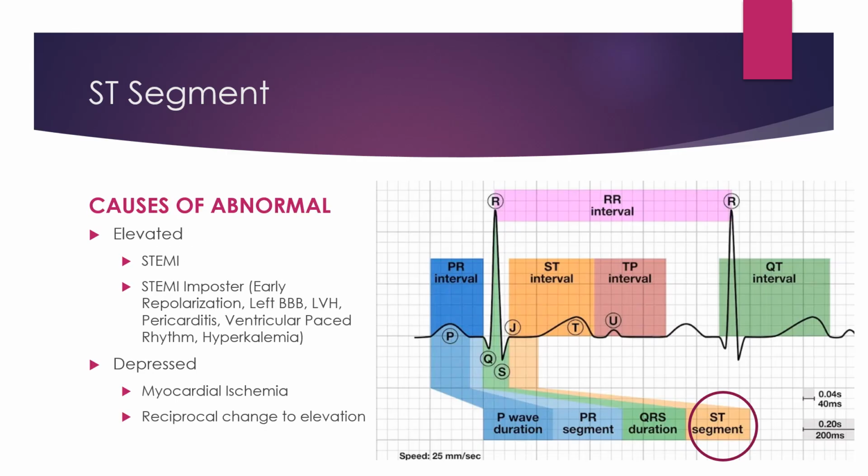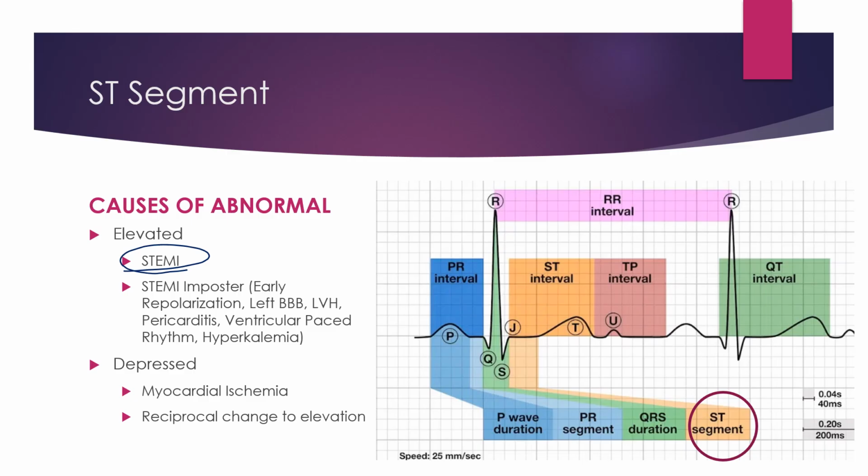Causes of abnormal ST segments. This is going to be important because everybody, when they're new, goes, oh, there's ST segment elevation, they must be having a heart attack, right? So they're having a STEMI, an ST elevated MI. Recognize that that is not the only cause of ST elevation. You have these things called STEMI imposters or STEMI mimics, things like early repolarization, a left bundle branch block, left ventricular hypertrophy, pericarditis, ventricular paced rhythms, and hyperkalemia. They can all cause ST elevation that's not related to an acute heart attack happening.